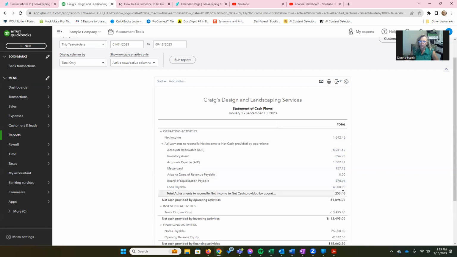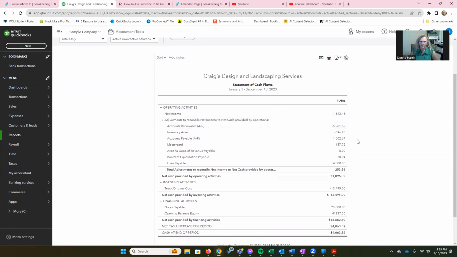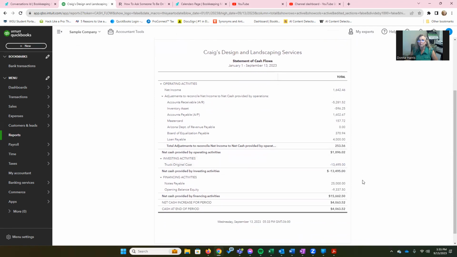And so we have a positive here, negative, negative, positive. Positive means these are additions to cash. So we have money we owe to MasterCard. We have money we owe to Board of Equalization. We have money that came in from a loan, and we have money that is owed to us from accounts receivable. Okay. And now in investing activities, we have a truck. We bought a truck. This is an investment. When you make these major purchases, it will show up in investing activities. And the negative means the money went out.